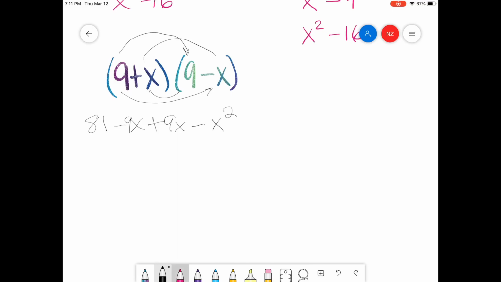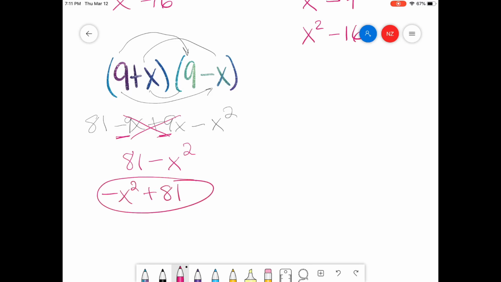Okay, when I combine like terms, I see something interesting here. Negative 9x and 9x make 0, so that actually cancels out, and I would have 81 minus x squared. And then you might be thinking, well, that's not in standard form, so perhaps I want to switch these around and write negative x squared plus 81 as my final answer.